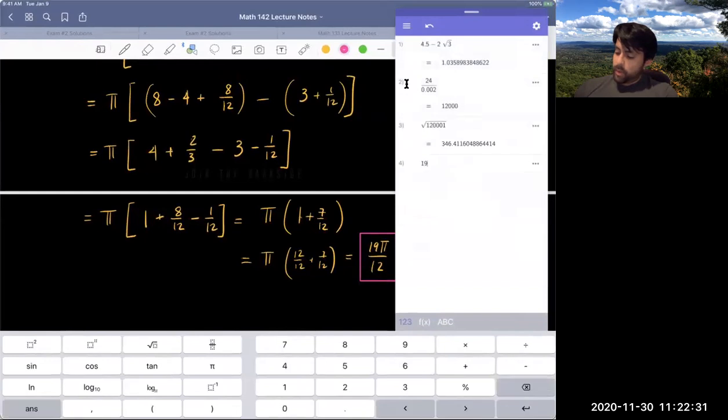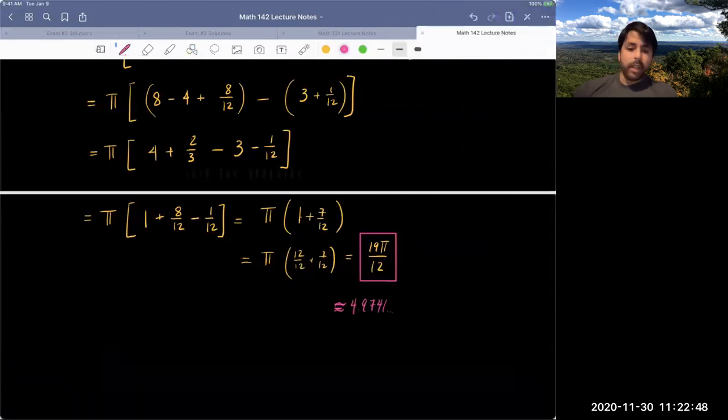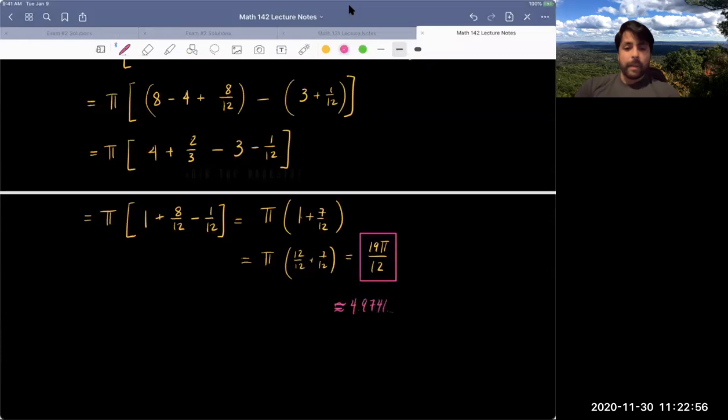Where is pi? Pi, and divide that by 12. So I got 4 point, right? This is approximately 4.9741, right? And now let's see what Maple says. Do we trust Maple? I think we all trust Maple now, right? Well, at least you trust it more than my drawing ability.